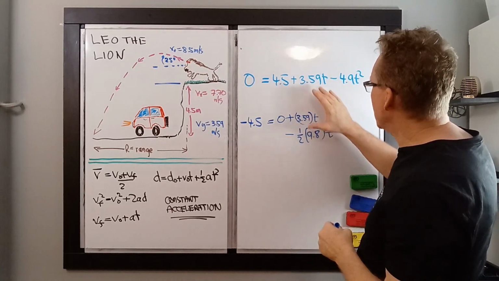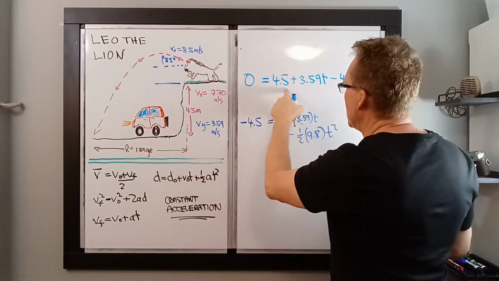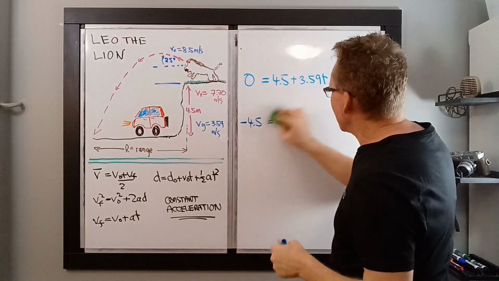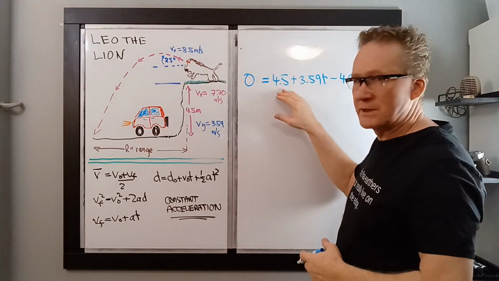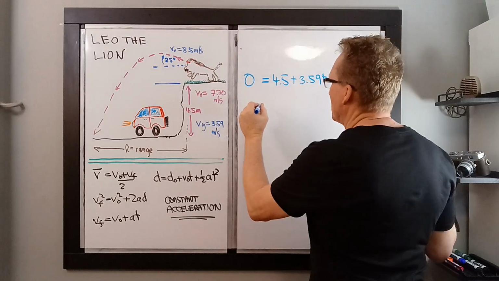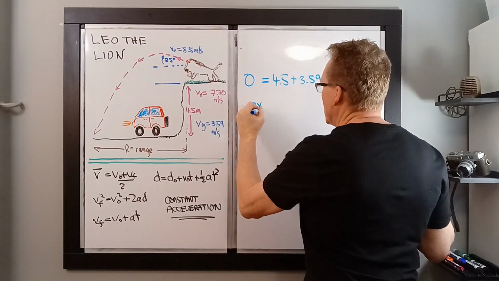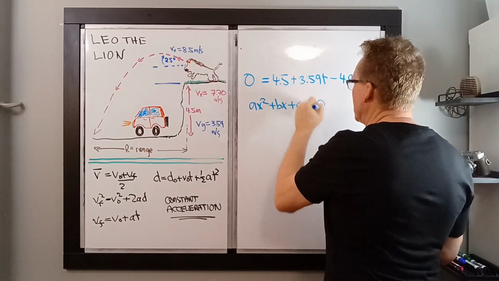Now I've got this equation rewritten here, but I moved this 4.5 to this side, and it's all equal to 0. Why did I do that? Because I'd like it to look like a normal equation where I can solve it using the quadratic formula. To do that, remember what form we want it in. We want it in the form of ax squared plus bx plus c is equal to 0.